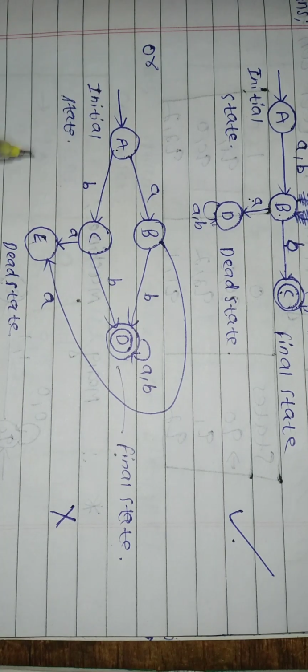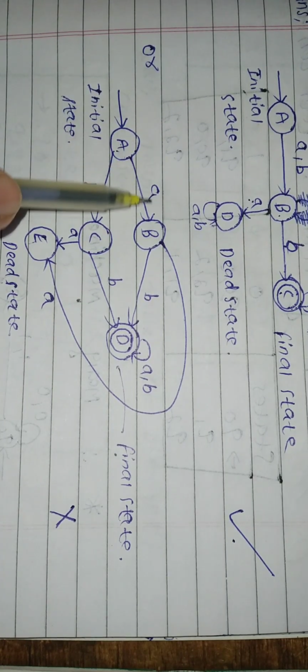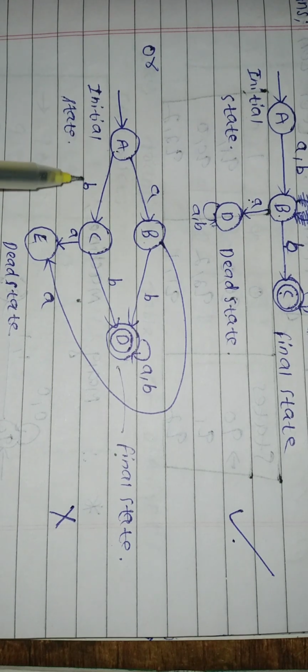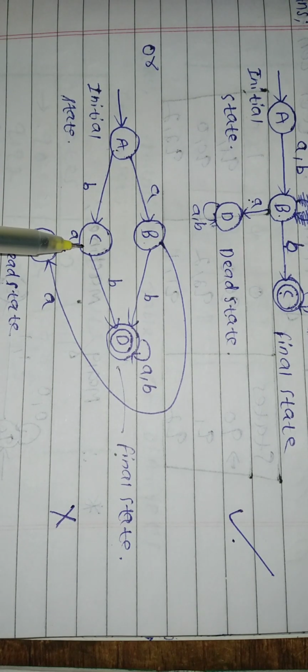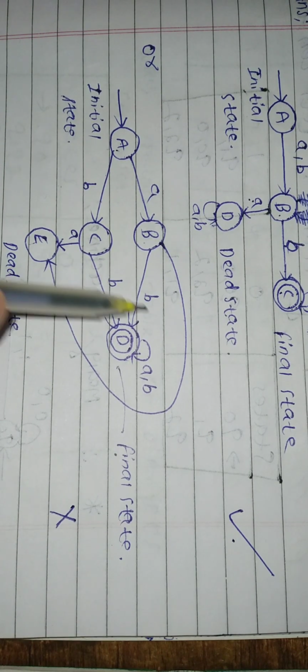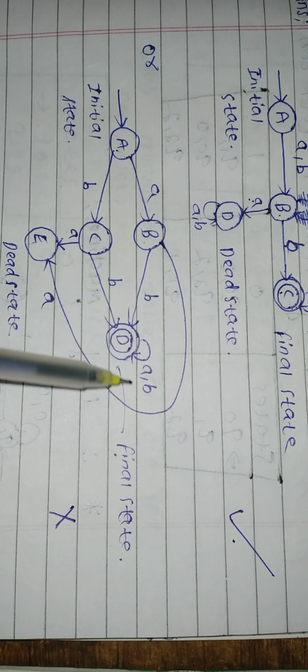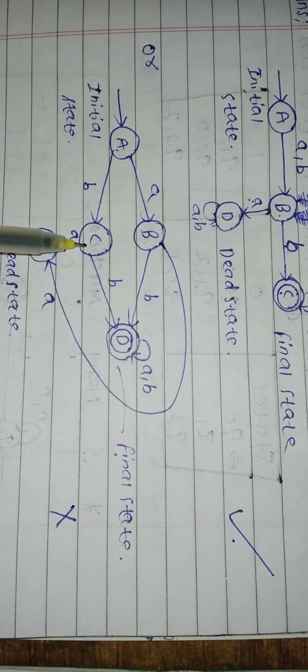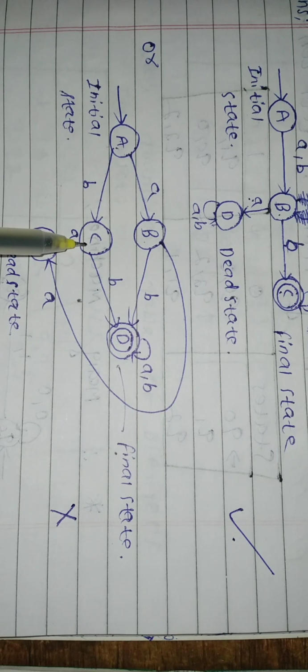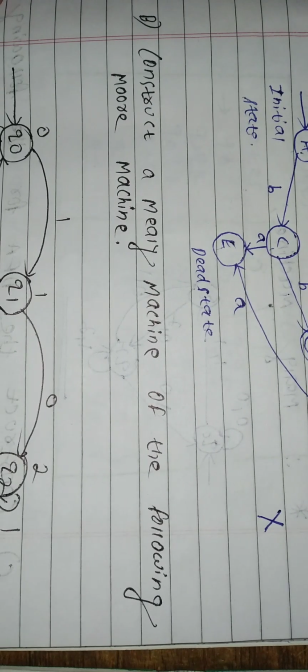This is also true: if A gets input A, then it goes to state B, and if it gets input B, then it goes to state C. But the second symbol remains the same, B, so it goes to the final state. But here one state increases, so it is not suggested. Next question.